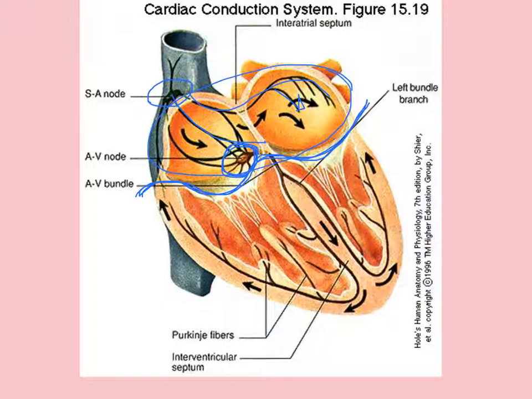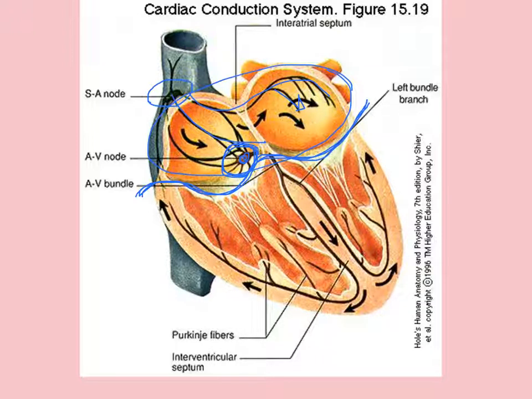The impulse reaches the AV node, and it is delayed a millisecond or two, which gives time for the blood to move from the atrium into the ventricles. You see, if the whole thing contracted all at the same time, the blood wouldn't go anywhere, but we want to have a pattern where things fill and then move on to the next chamber and get squeezed out and then move on to the next spot.